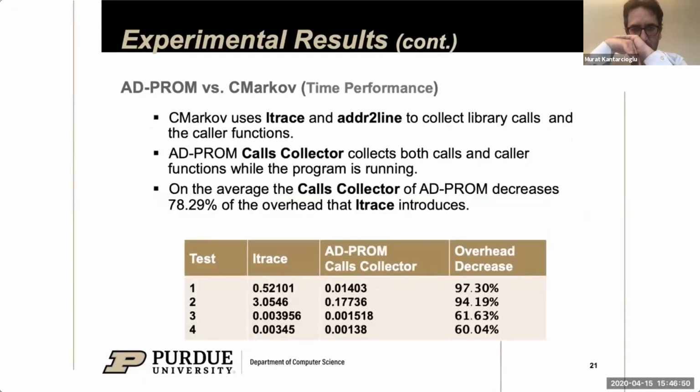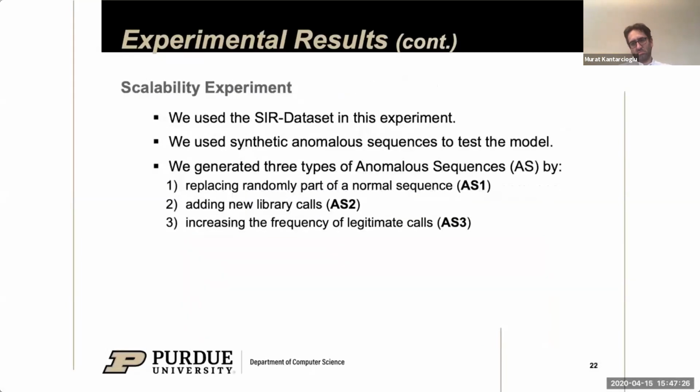In terms of time performance in calls collection, C-Markov uses ltrace to collect library calls and the instruction pointers. It then uses address to line to translate the pointers to the caller functions. In our system, we built our own collector using an instrumentation tool. The collector collects both the calls and the callers while the program is running. On the average, AD-BROM's collector decreases about 78% of the overhead that ltrace introduces.